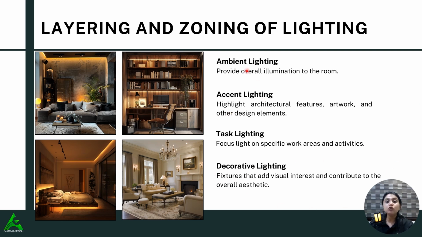But you should always start with ambient, go with accent, task, and then come to decorative lighting. If you follow this, then you will find a space which is very well lit, and it also is practical. As we were talking about the importance of lighting, we talked about ambience and we also talked about practicality. So when you follow this sequence, then you will create a space which is very well lit.